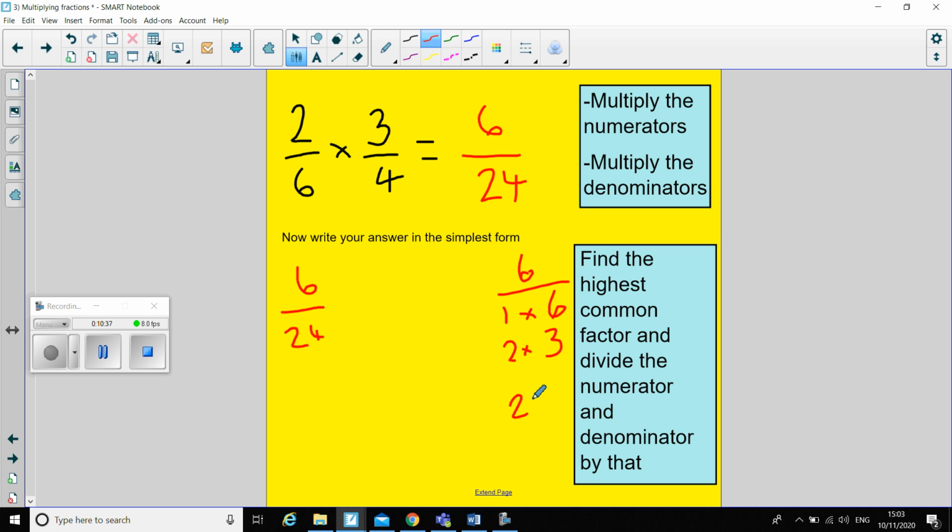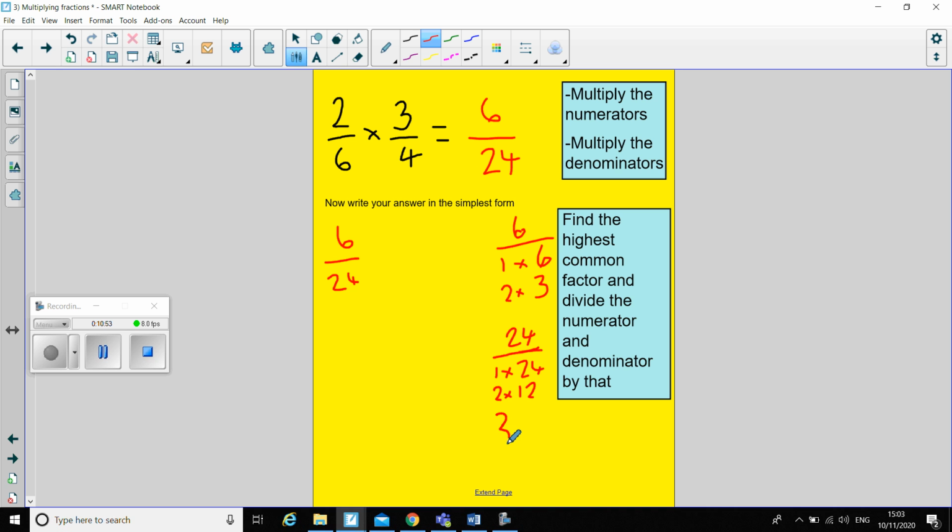And you would find the factors of 24, which are 1 and 24, 2 and 12, 3 and 8, 4 and 6. Hopefully you can see from that the highest common factor then is 6.